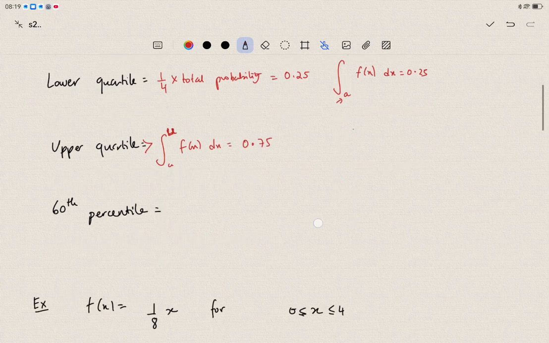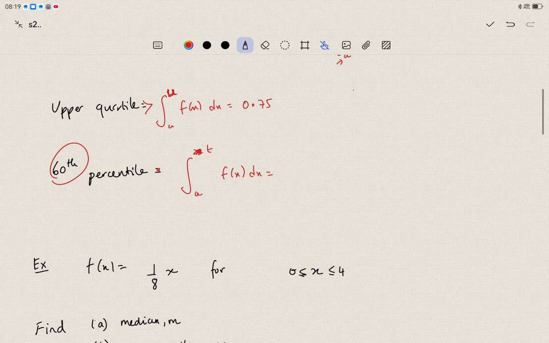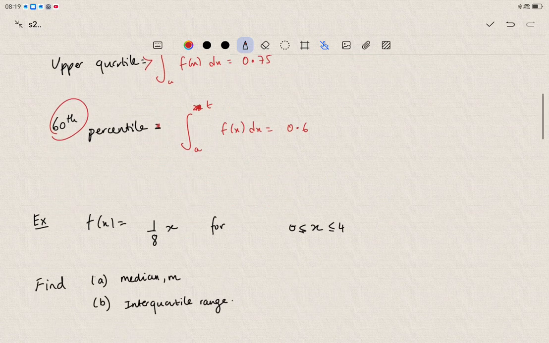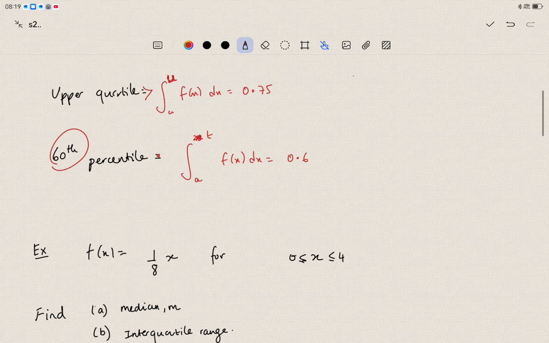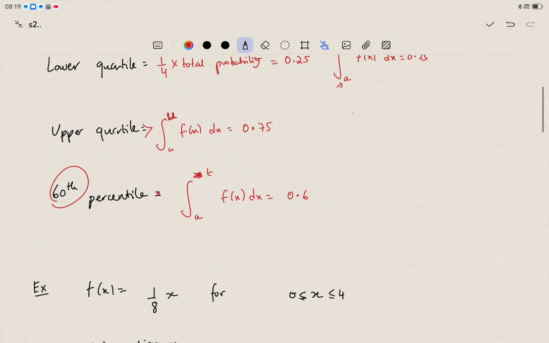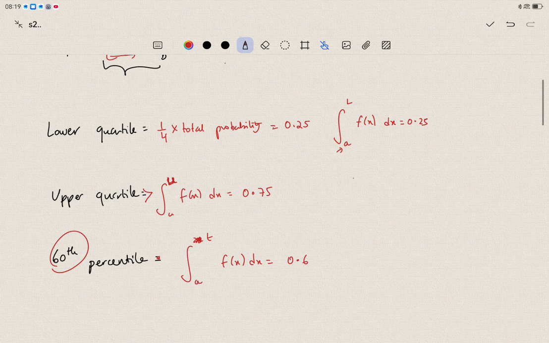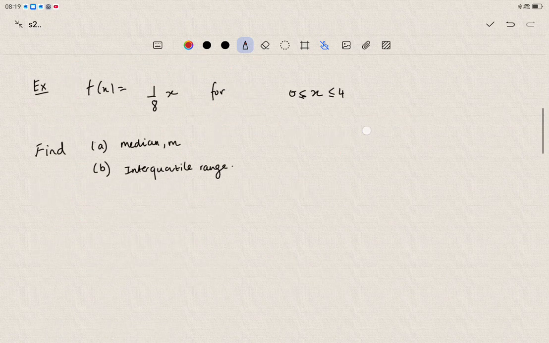And then let's say if you have 60th percentile, then you're going to construct a function, integral a to x, let's call it x or t, of fx dx such that the probability should be 60th percentile, which is 0.6. You can get anything, you can get 45th percentile, it was 0.45, something like that. Donc la première partie, c'est juste pour reconstruire l'équation. Donc je vous donne un exemple.